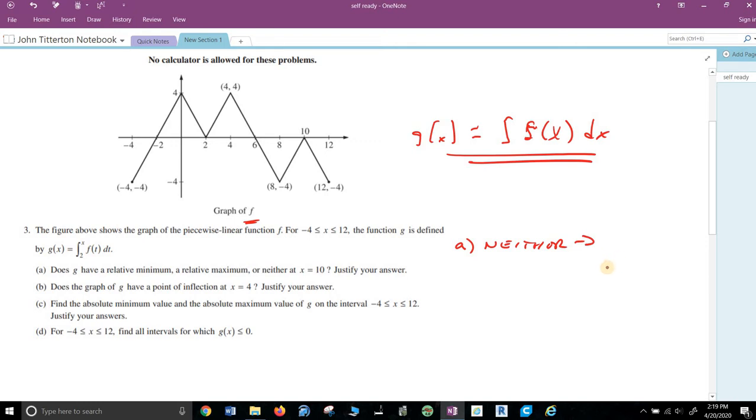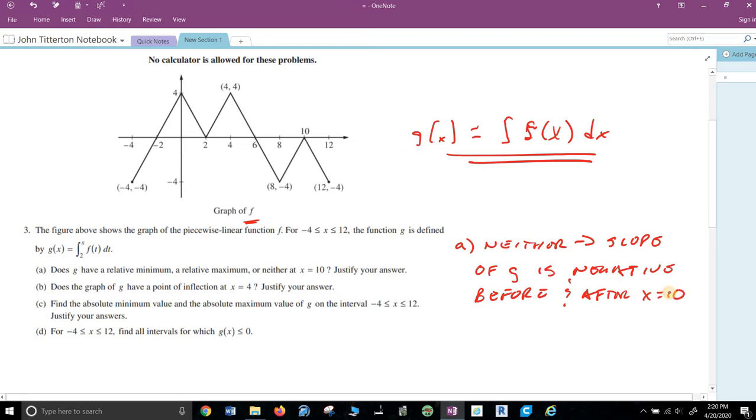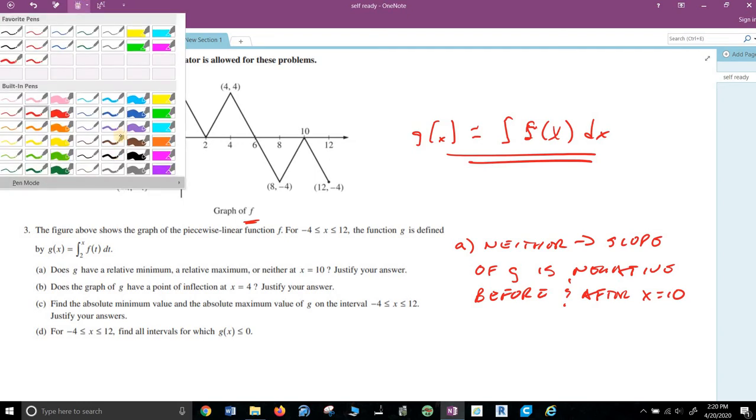And I'm going to say the slope, because I am looking at the derivative of G, is negative before and after x equals 10. Now I have an answer key elsewhere. I wrote that the graph of f does not change from positive to negative or negative to positive, so this is pretty much just as good.